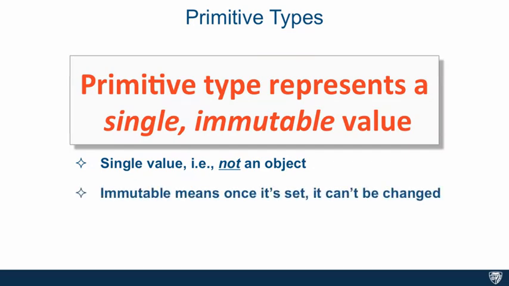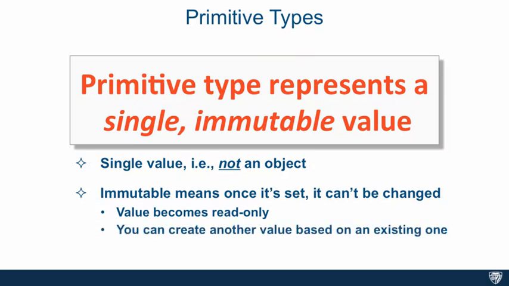Now, what does immutable mean? Well, immutable means once that value is set, it cannot be changed. It means that once you set it, the value of that variable becomes read-only. You could certainly create another value based on an existing value, but the memory space that was allocated for the first value is not changed. Instead, you create a new memory space for the new value. So let me run down one by one all the primitive types that JavaScript defines.